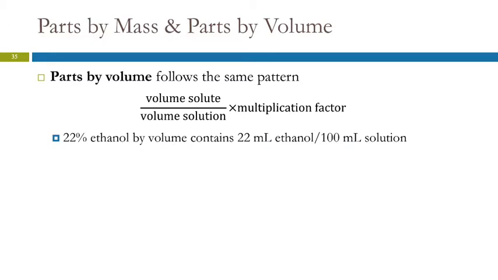If we're doing parts by volume, same pattern, but we're looking at the volume of the solute divided by the volume of the solution. So 22% ethanol by volume is 22 milliliters of ethanol per 100 milliliters of solution. Parts by volume and parts by mass may be slightly different if the substances have densities that are significantly different than 1. You can also do a mass volume, which your book doesn't mention, and that would be the mass of solute divided by the volume of solution.